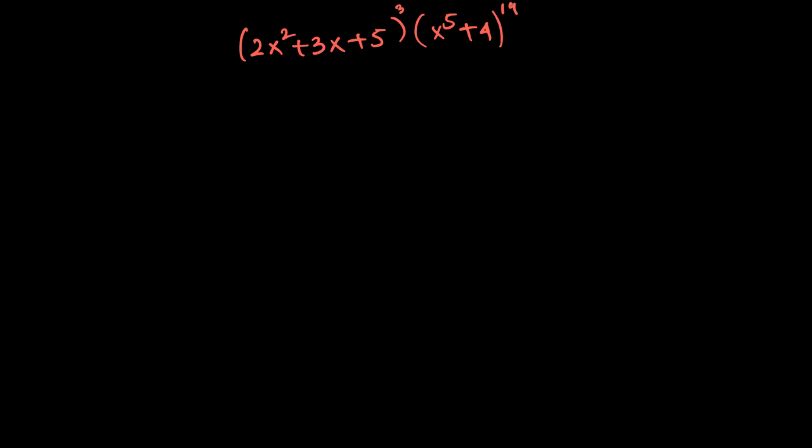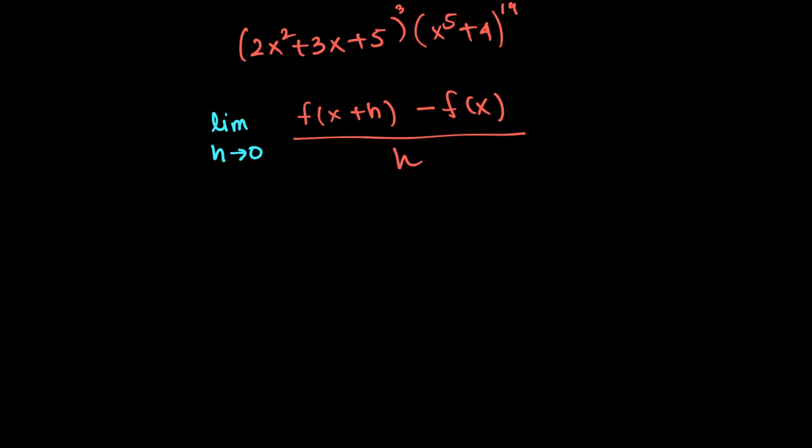Alright, so let's bring the definition of a derivative that we had learned previously. So the limit when h tends to 0 for a function f of x, this would be f of x plus h minus f of x divided by h. So this was the definition of a derivative.